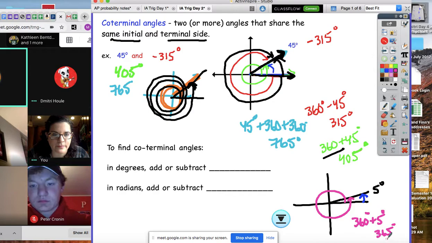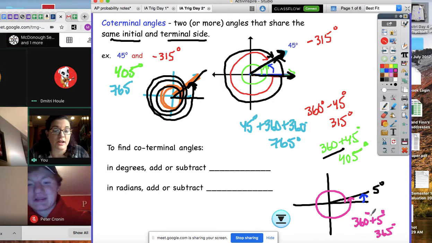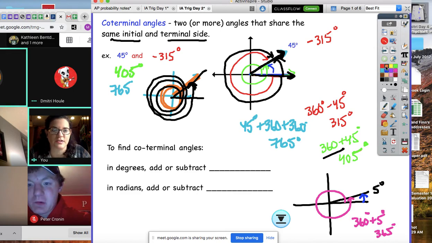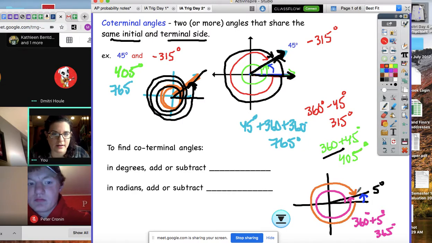So how do you know when to add or when to use a negative? You can do either one. It's totally your choice, depending on which way you want to go around. With this same example, instead of going counterclockwise, I could go clockwise and end up right here. Do you see how that orange is all the circle except 5 degrees? So that would be 360 minus 5 degrees, which gives 355. But since we were going clockwise, we would call that negative 355 degrees.